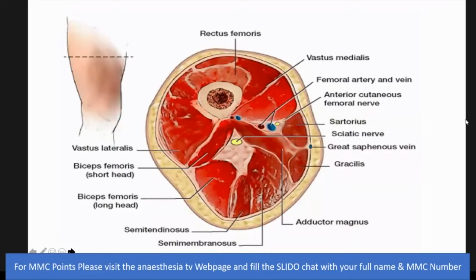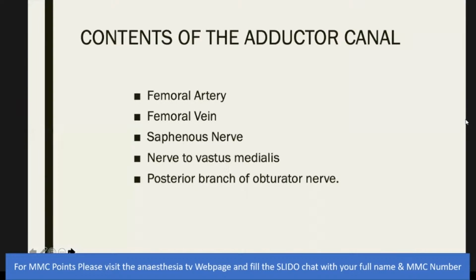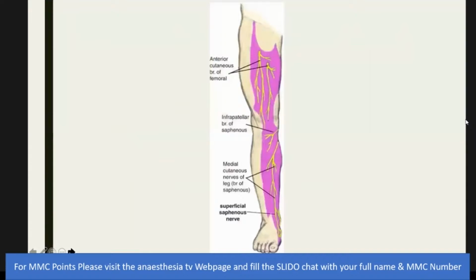This is the transverse section of the mid-thigh, showing the position of the adductor canal with its contents. Contents of the adductor canal are femoral artery, femoral vein, saphenous nerve, nerve to vastus medialis, and posterior branch of obturator nerve. This picture shows the distribution of the saphenous nerve with its cutaneous branches.